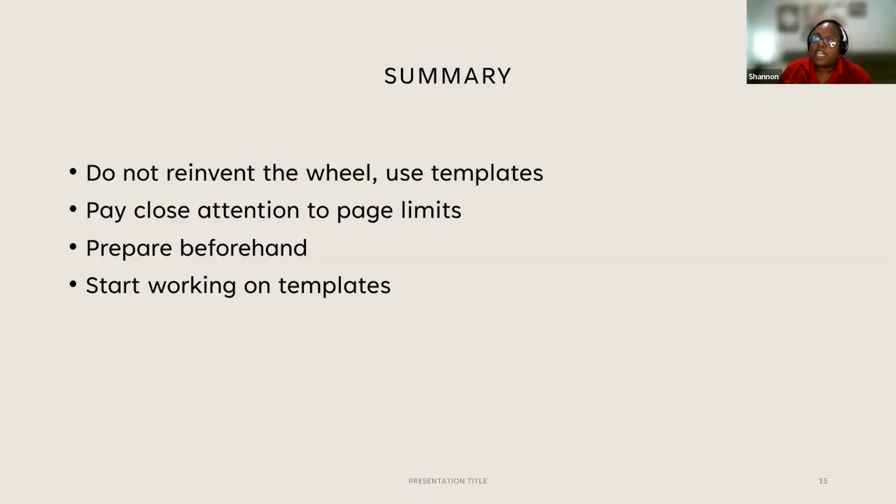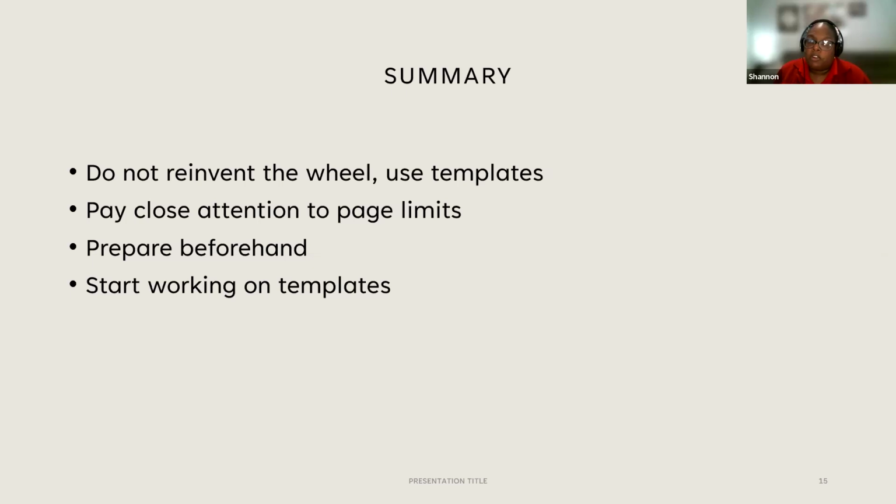All right, so we're towards the end. My summary here is: do not reinvent the wheel, use the templates. Do not drive yourself crazy. With the conflict of interest, go use Excel and hit sort by last names in alphabetical order. Pay close attention to those page limits. You don't want to go above them because maybe the system could cut you off, depending on how much it is allowing the system to accept.